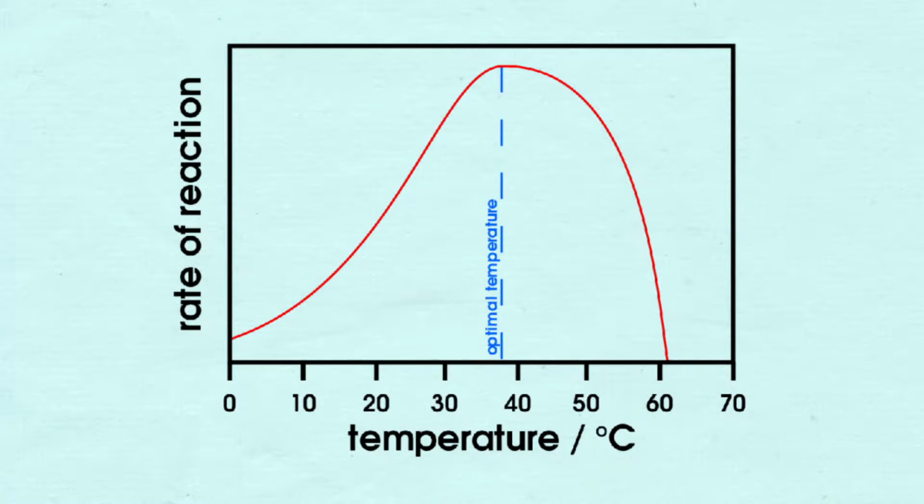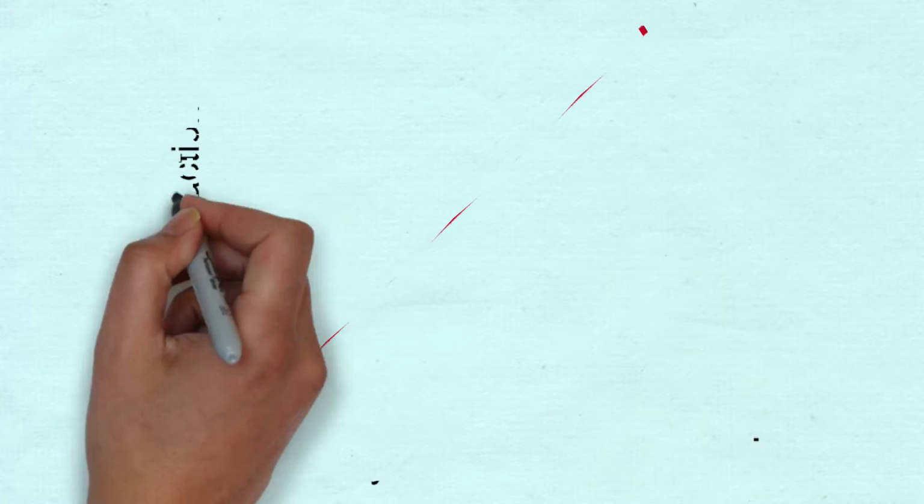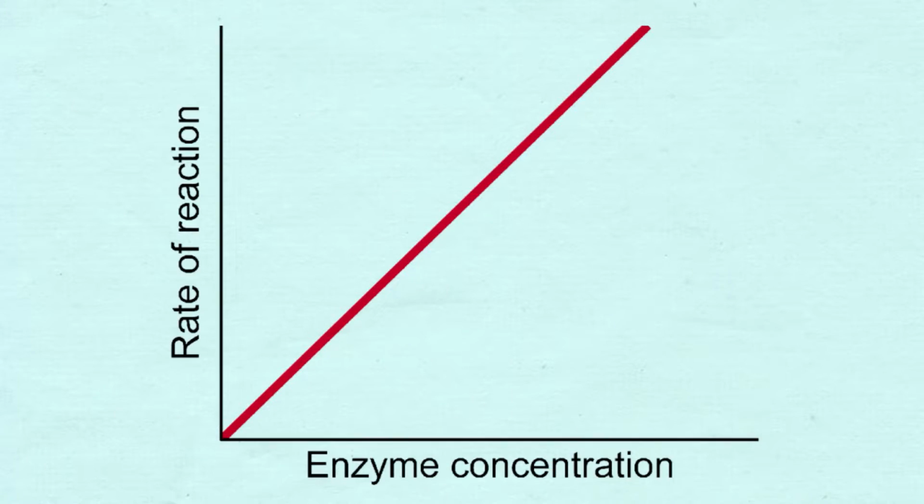Increasing the temperature even more will break the hydrogen bonds and van der Waals interactions in the active site. This alters the active site and changes the tertiary structure of the enzyme, so fewer enzyme-substrate complexes are formed, reducing the rate of reaction. When increasing enzyme concentration, the rate of reaction will increase as more enzyme-substrate complexes are formed.